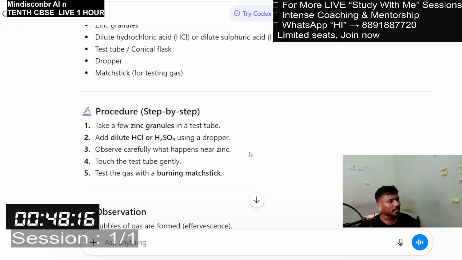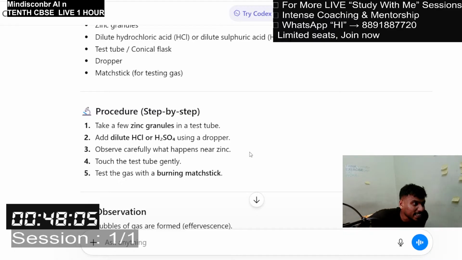Procedure: take a few zinc granules in a test tube, add dilute HCl or H2SO4 using a dropper. Observe carefully what happens near zinc. Touch the test tube gently. Test the gas with a burning matchstick.